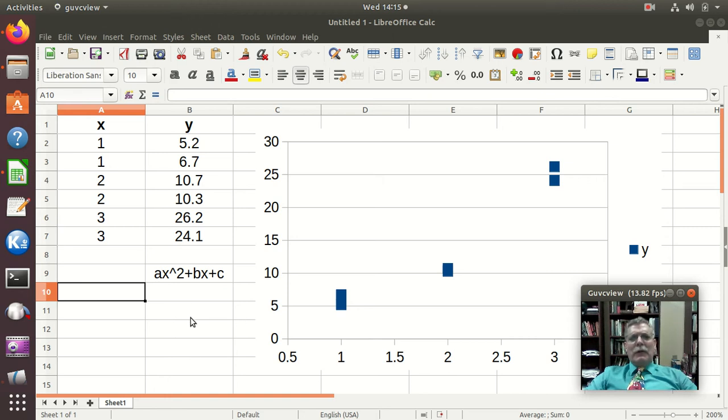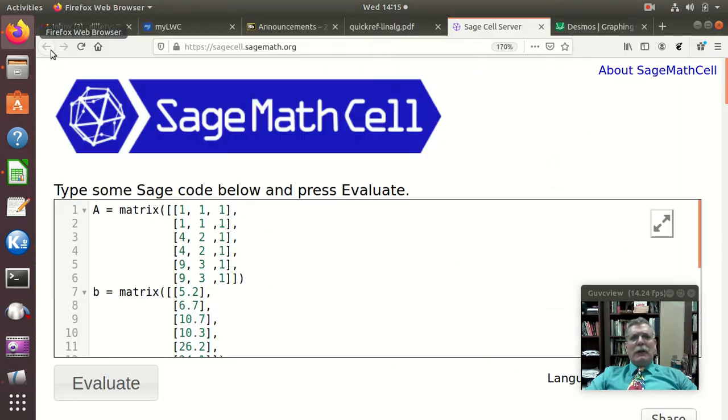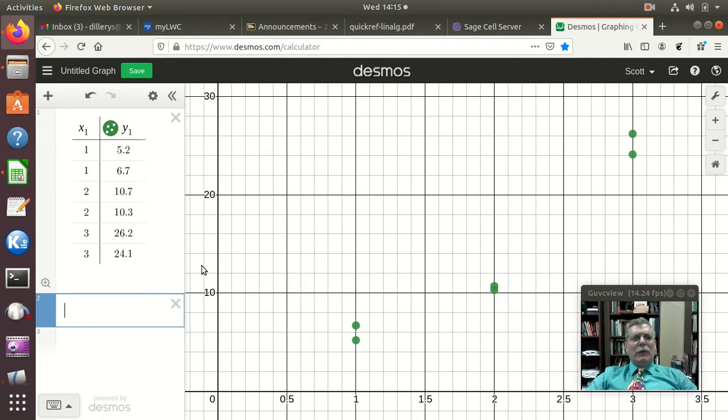Alright, let's look at a least squares problem. Now this is something I could do in Excel. It's actually, here's Sage Cell, but I could also do it in Desmos. Here are my data, those same data. So let's look at it though in Sage Cell.